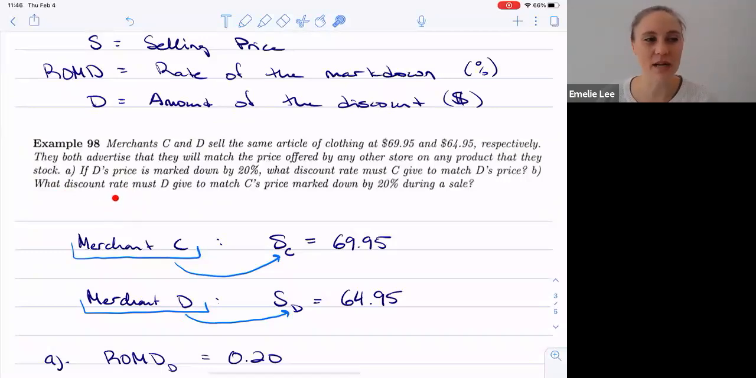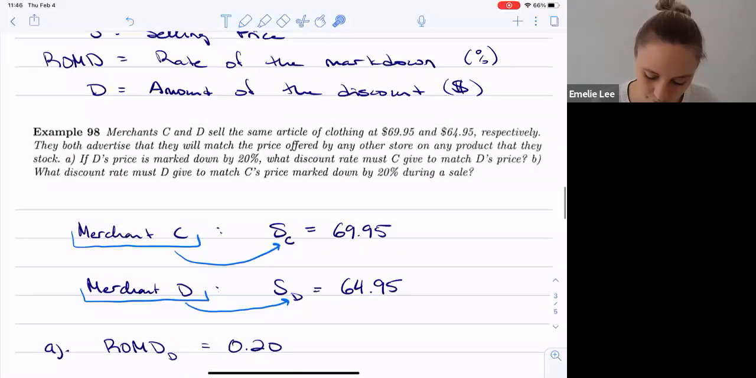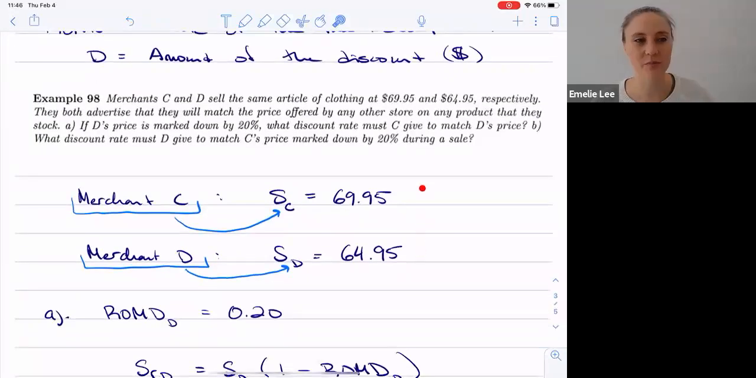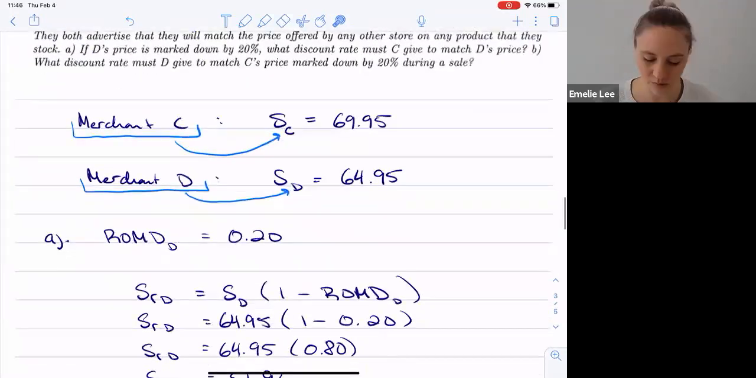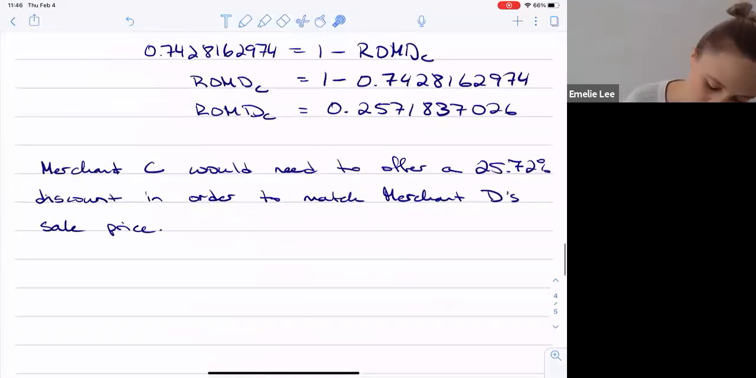So what discount rate must D give to match C's price marked down by 20% during a sale? Now C is marking theirs down by 20% and D has to match it. You can see how this is the exact same problem, just with the roles reversed. The original selling prices stay the same. So now we start with the rate of the markdown for C being 20%, and then we'll find out what the sale price is.